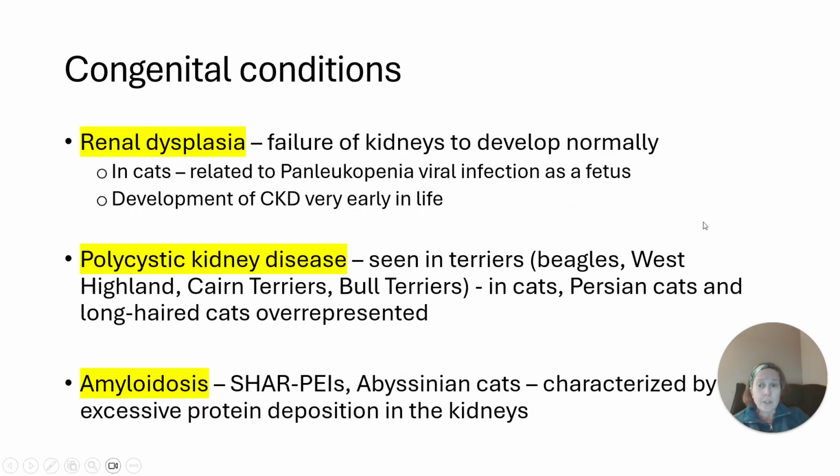All right, some other congenital conditions, renal dysplasia. That means the kidney did not form normally while in utero. In cats, we see this as a consequence of panleukopenia infection. That's a feline parvovirus infection. These animals have very, very early congenital kidney disorder or chronic kidney disease early in life.